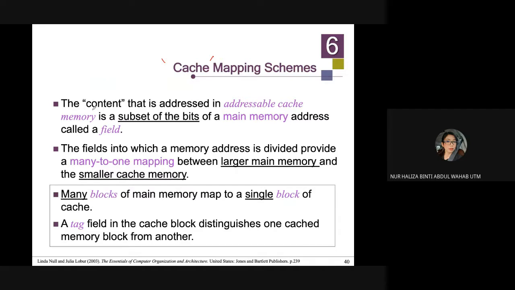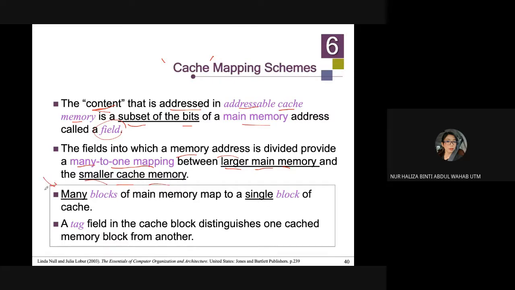So the content that addresses the addressable cache memory is a subset of the bits of the main memory address, which is called a field. But in terms of the picture, you will not see the fields, I think, but it's okay. The fields into which a memory address is divided provide a many-to-one mapping between the large main memory and the smaller cache memory.